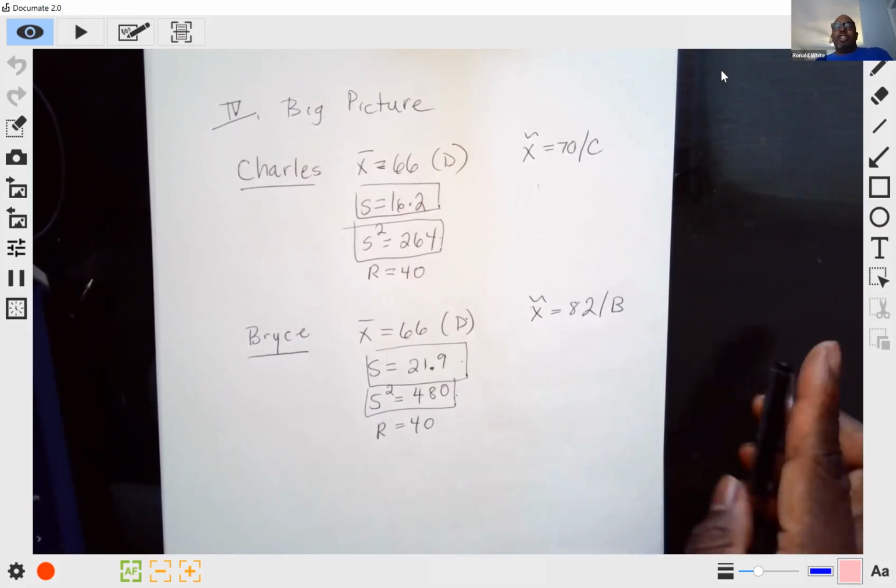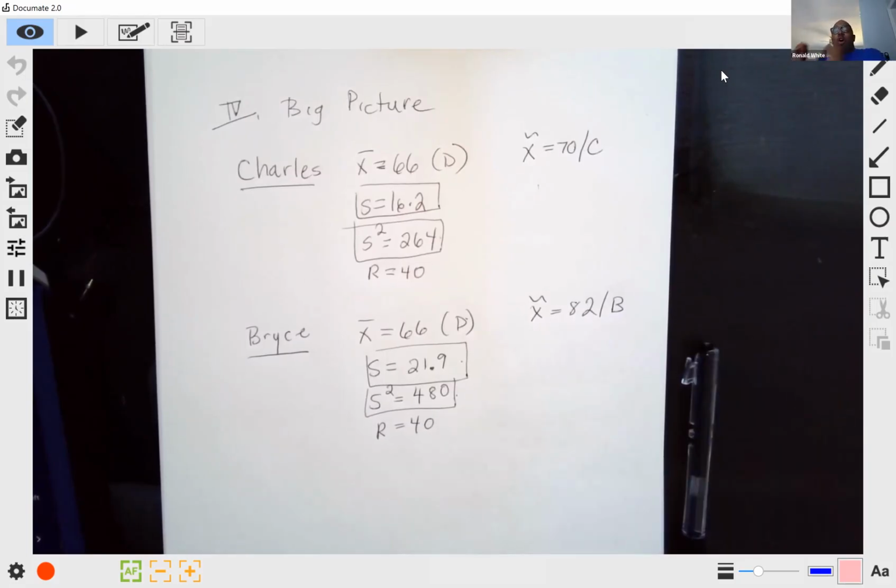So I hope that you learned something about standard deviation, and I hope that that article now makes sense. Hopefully you can go back and read the article and make more sense of it. The next video will be about measures of position.